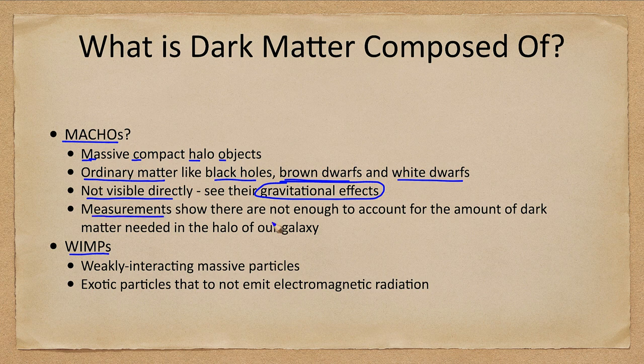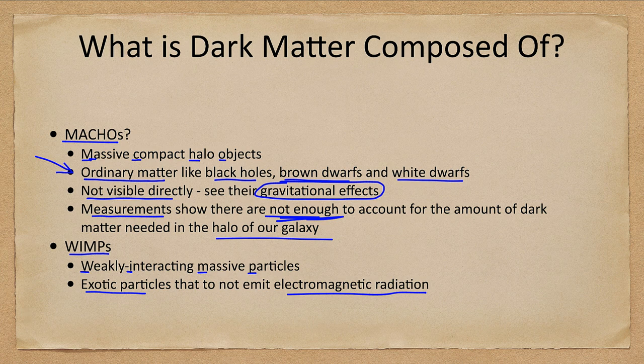However, measurements show that there cannot be enough of these to account for the dark matter needed in the halo of our galaxy. There has to be far more material than can be accounted for by any type of ordinary matter. So the other one we look at is WIMPs. WIMPs are weakly interacting massive particles. And these are exotic particles, things that do not emit electromagnetic radiation.